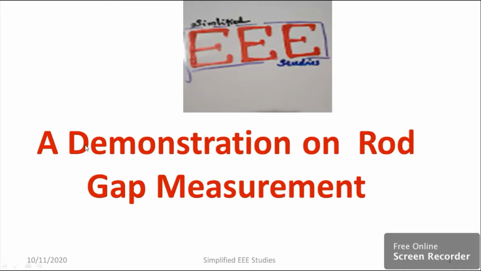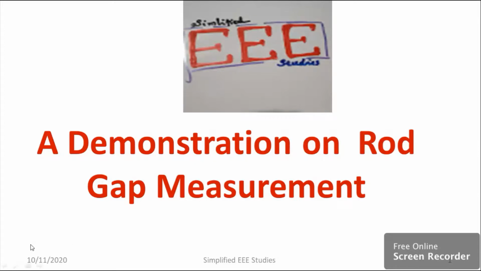In this video, I am going to demonstrate an experiment on rod gap measurement. I have already explained the theoretical part of rod gap measurement, how we can measure high voltage AC and breakdown voltage corresponding to high voltage DC with the help of these combinations. So let us have a brief explanation about the experiment. Thereafter, let us start the demonstration.